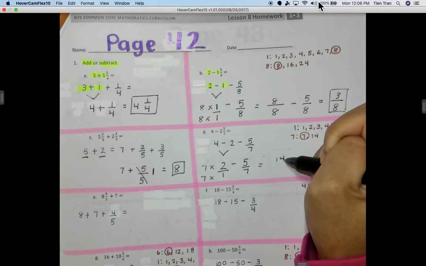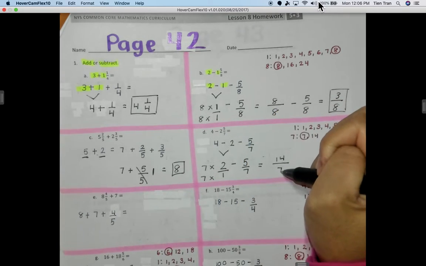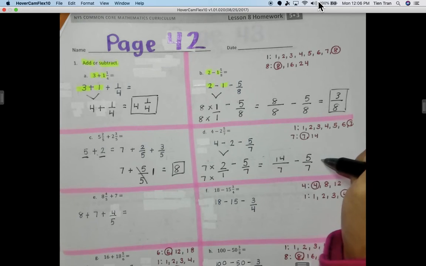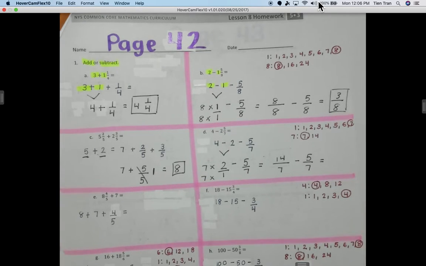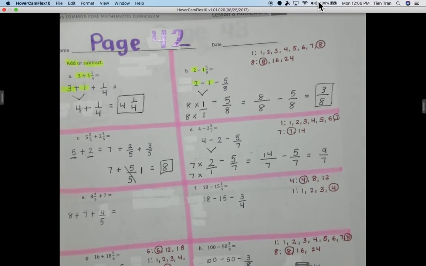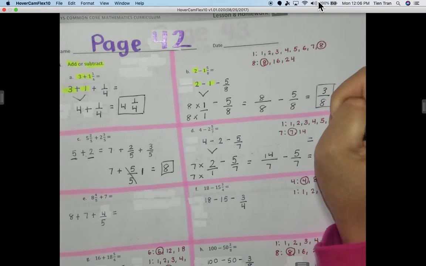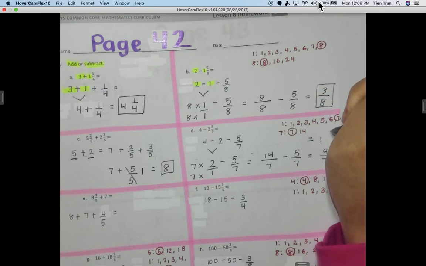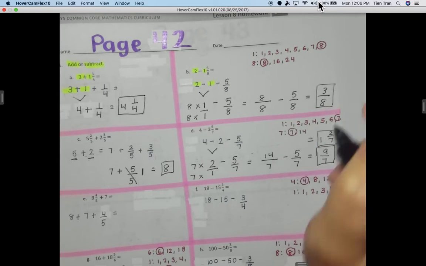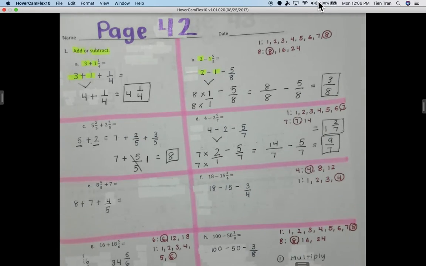We have 14 because 7 times 2 is 14 sevens minus 5 sevens. What is 14 minus 5? 14 minus 5 is going to give me my final answer of 9, and then I have 7 on the bottom. And I can also change this to a mixed number. If I switched it to a mixed number, it'd be 1 and 2 sevens. So in case you solved it with a mixed number or you solved it just straight across, that's fine. But both of those answers are correct.